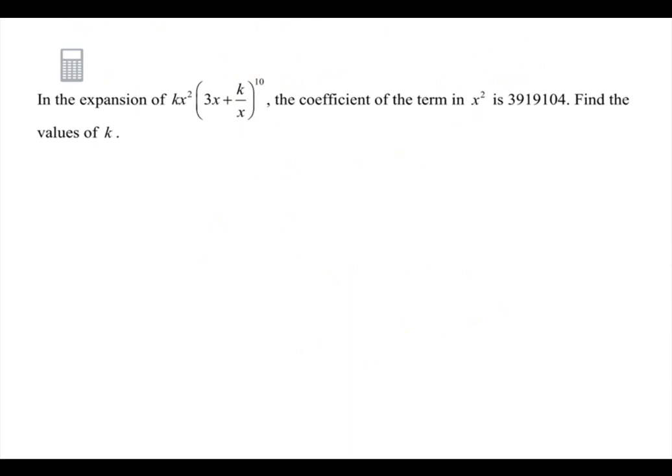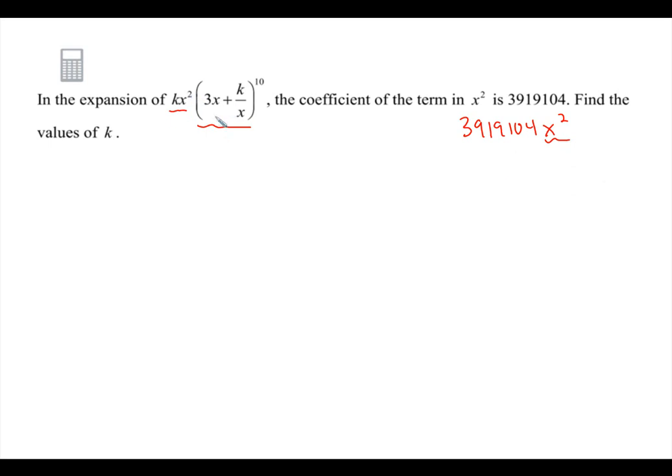All right, so let's take a look at this binomial theorem question. So we have kx squared times this binomial expansion, which is going to give us the term x squared with a coefficient of 3,919,104, okay? So if you think about it, what's happening is this already has x squared. We need to end up with x squared, right?